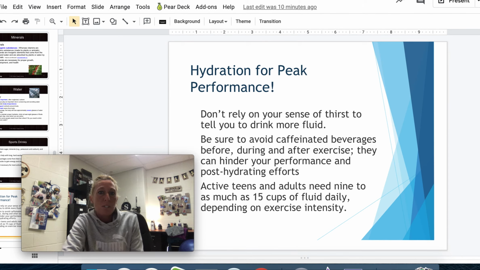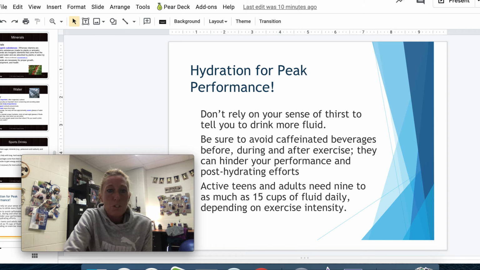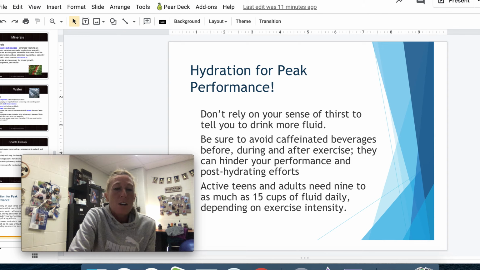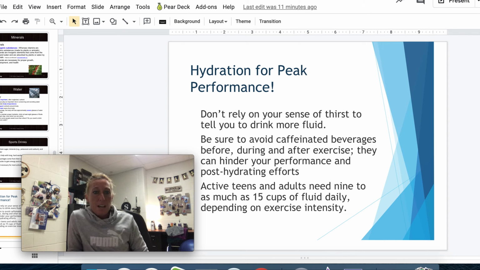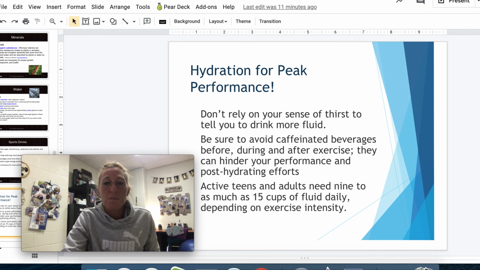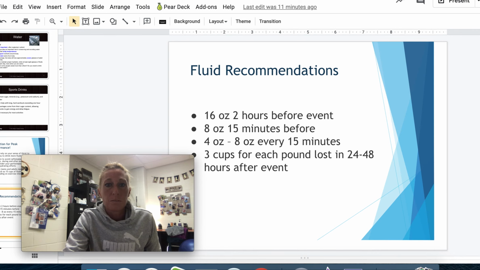Hydration for peak performance. Don't rely on your sense of thirst. Once you are thirsty, it's already too late. You're already dehydrated if you are feeling thirsty. Also, be sure to avoid caffeine. Caffeine dehydrates. So if you're drinking drinks that are high in caffeine, maybe an energy drink, dehydration is a side effect of a highly caffeinated beverage. Active teens and adults need 9 to as much as 15 cups of fluid every day.